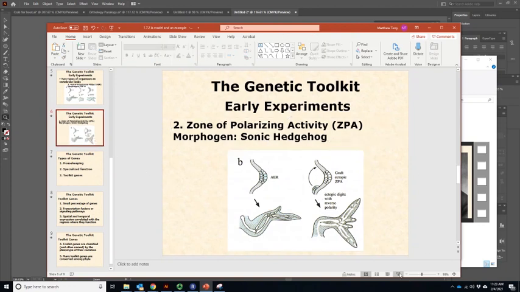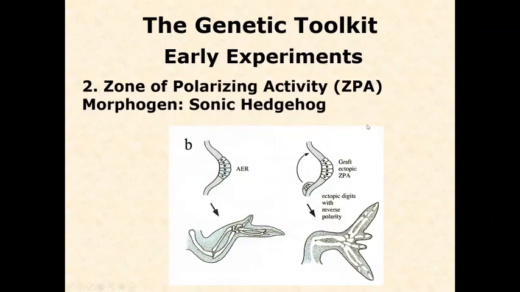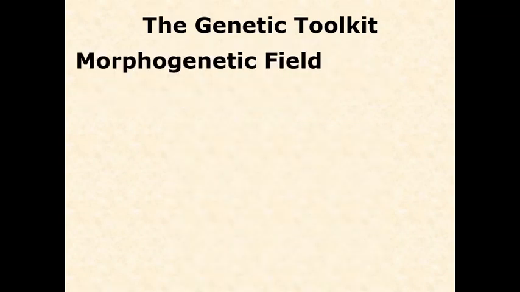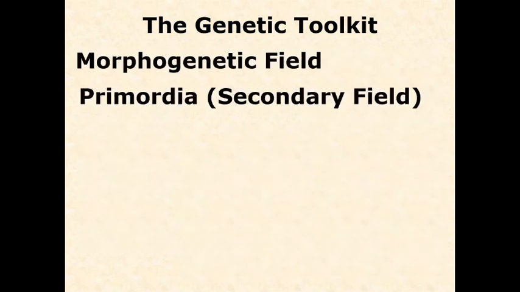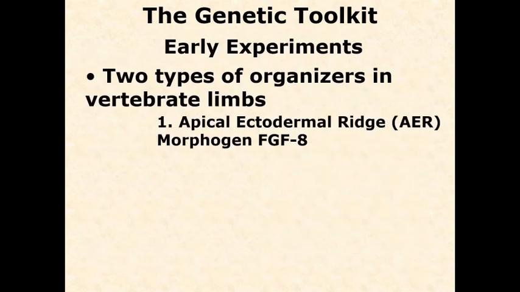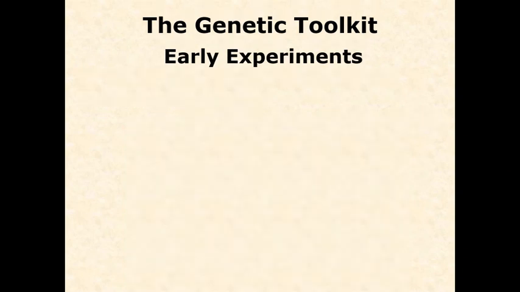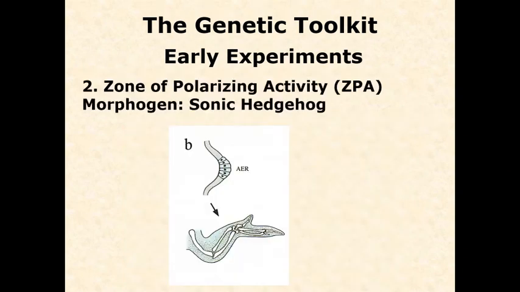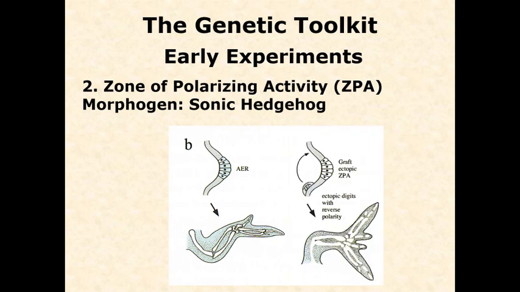Okay, so be familiar, review AER, review the zone of polarizing activity. AER, by the way, is apical ectodermal ridge. I usually just say AER, but you should recognize both the full name and the abbreviation, okay, and ZPA, zone of polarizing activity. Okay, so that is an example of development of the vertebrate limb and the morphogens that are responsible for those early patterns.